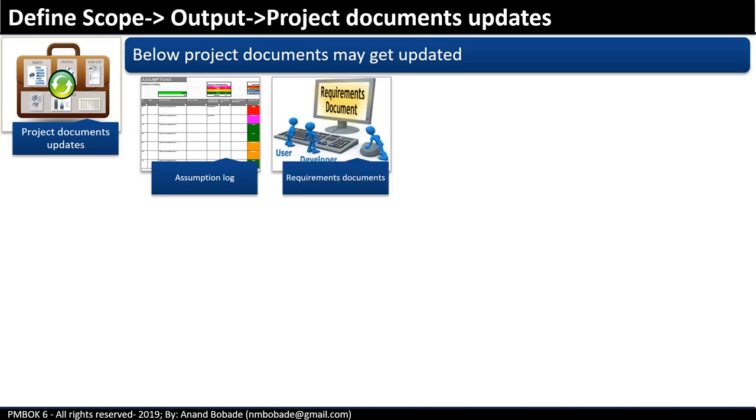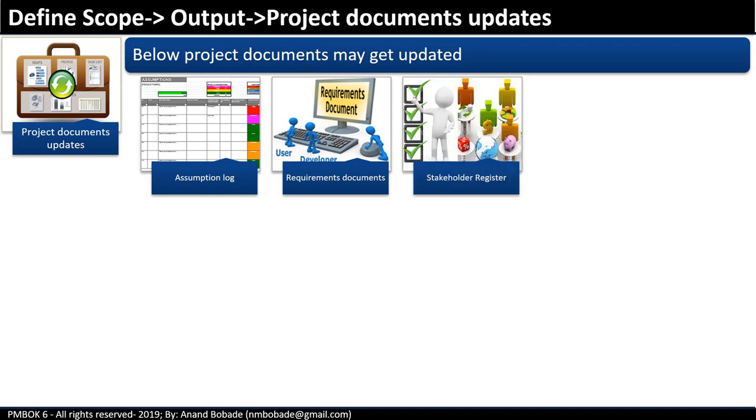Requirements documentation. Requirement review and product analysis may result in adding requirements or changing requirements. These changes or additions are added to the requirements documentation, including requirement traceability matrix. Stakeholder register. New stakeholders may be identified during their participation in this process, especially during requirements workshop. So all these stakeholders will be a part of your stakeholder register.